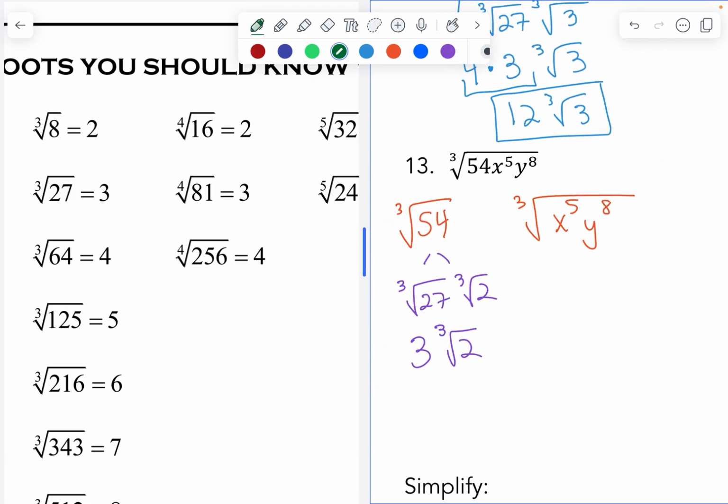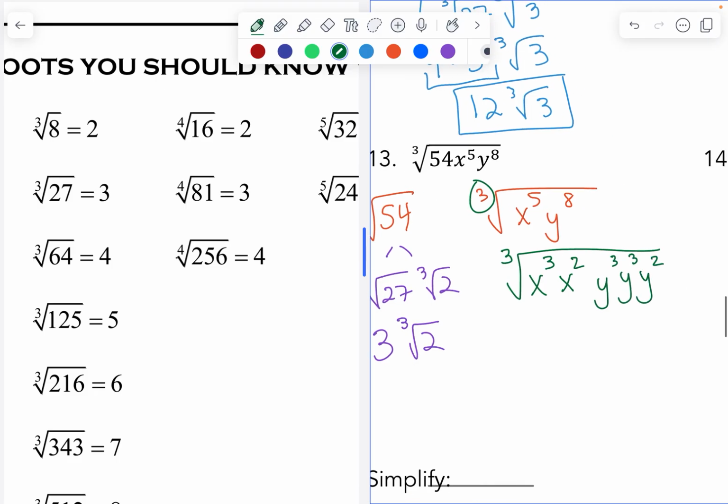For the letters, the 3 is your magic number. So you want to write x to the 5th with as many 3s as you can. So I can write 1. I can't write another because that would be 6, but there would be 2 left over. So that's the same as 5. And then I can do the same thing with the y's. So y to the 3rd, that's 6, and then there's 2 left over. So whatever has a 3 on it, I can take that out. So there's an x, and then there's 2 y's. Those can come outside.